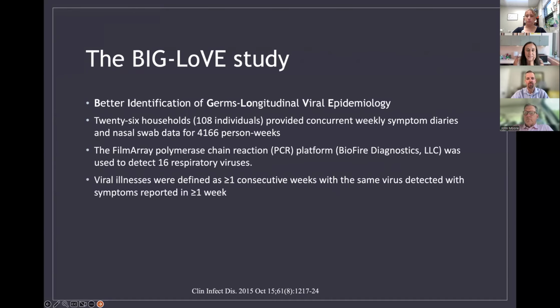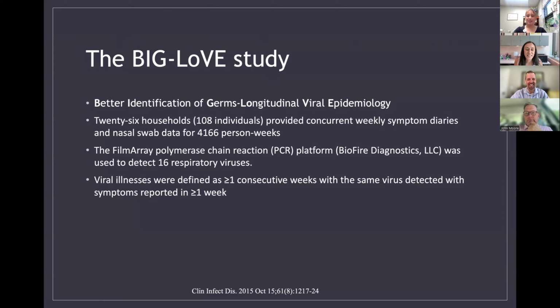I like to pull up this study all the time. I don't know how many of you have seen this study. It's called the Big Love Study. Has anyone seen this study? No? Okay, so Big Love, pro tip, don't just Google Big Love. You get kind of scary search results. But Google Big Love Study. Big Love stands for Better Identification of Germs, Longitudinal Viral Epidemiology Study.